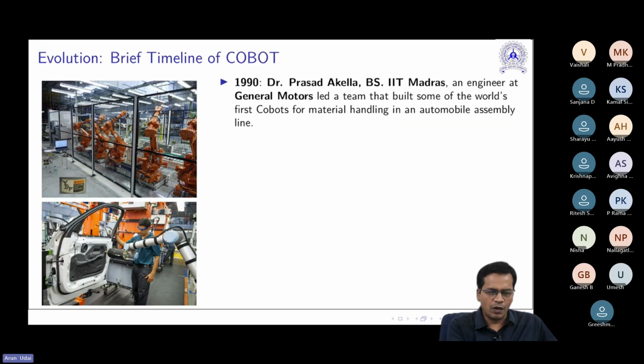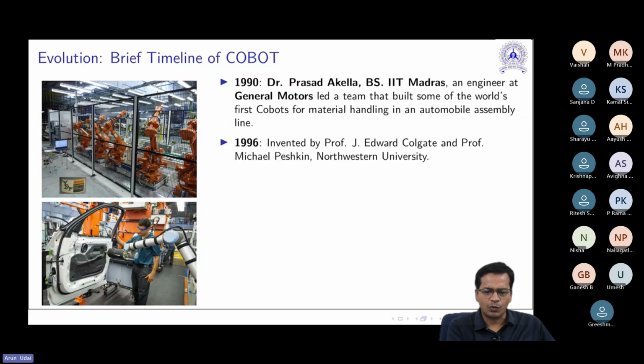So now how it all evolved, you see the first thing to be noted here: in 1990 Dr. Prasad Akella, from IIT Madras, was an engineer in General Motors. He led the team who built the world's first cobots for material handling in his company. Later on, it was patented by Colgate and Peshkin from Northwestern University, and it went ahead. So you see, some Indian is there somewhere in the 90s.